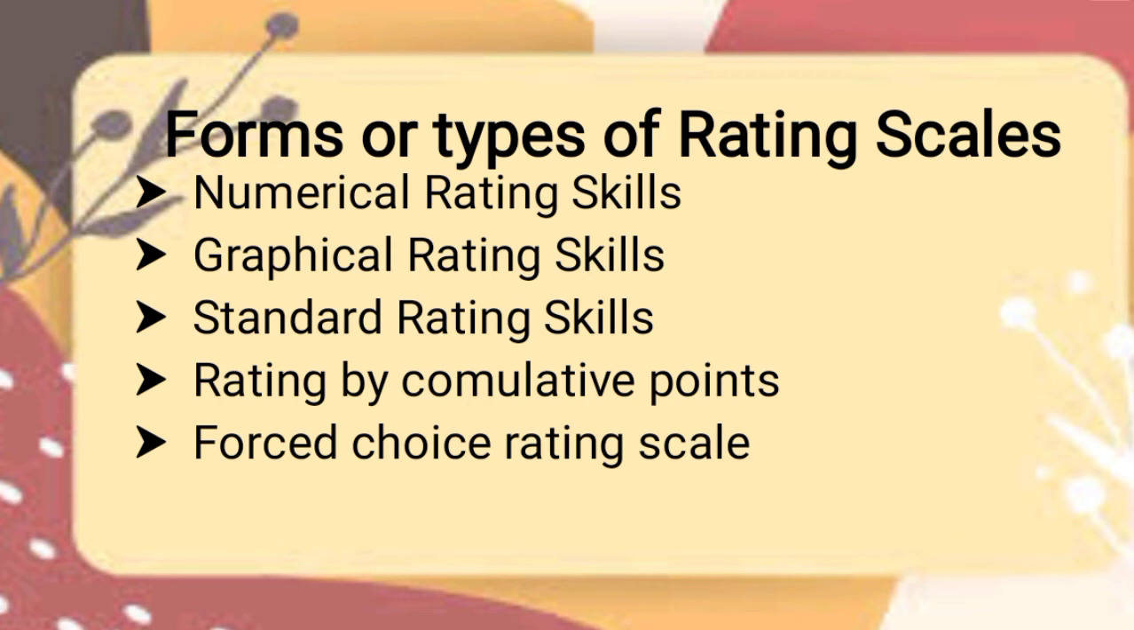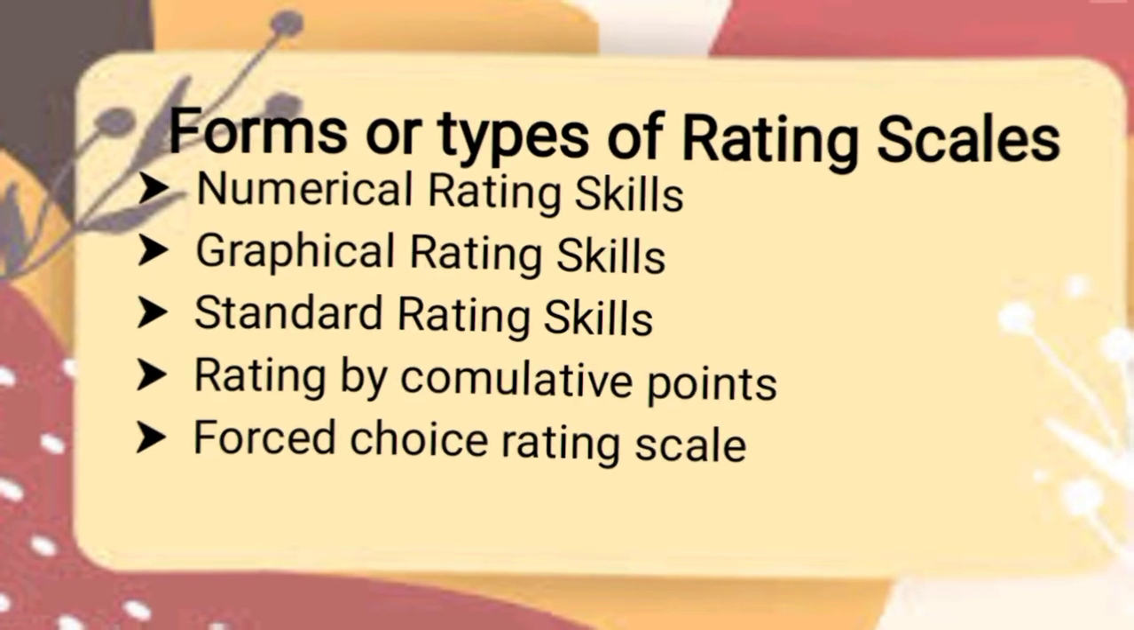Rating by cumulative points. It is a system for calculating a student's grade in a class that counts each new assessment at its assigned weight in a cumulative fashion throughout the year. And lastly, forced choice reading skill. It is a reading system that does not allow for an undecided, neutral, doesn't know, or no opinion response. So, in other words, it allows us to collect more accountable or actionable data.